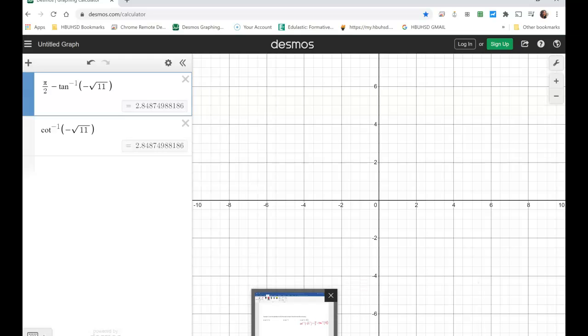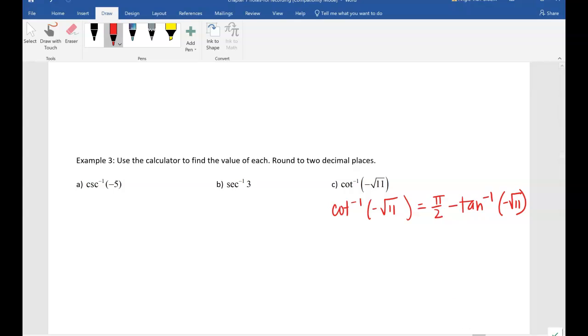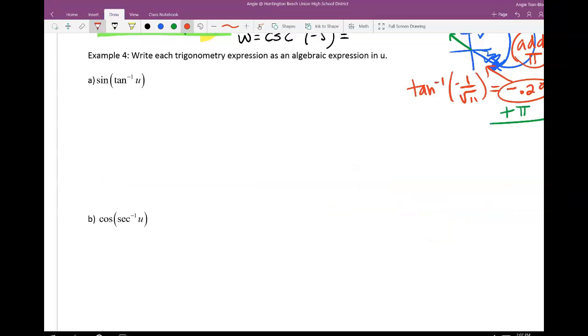Let's go back, write in the answer again, and either answer is giving us the same exact decimal approximation. Example 4: write each trigonometry expression as an algebraic expression in u. This is funny because this very same example is so similar to example 1, except in example 1 you were given actual values in numbers, not u's, okay?